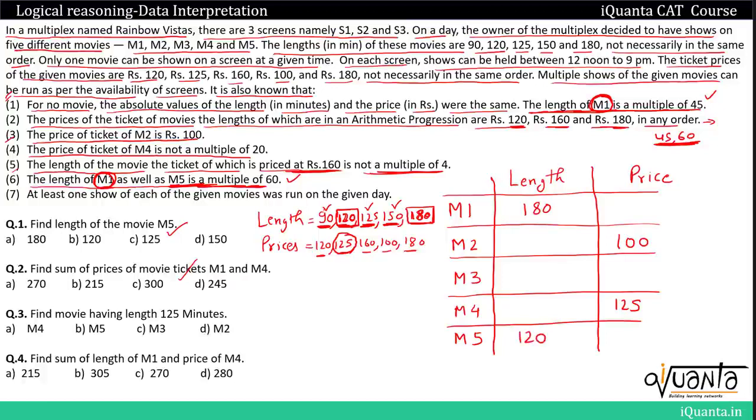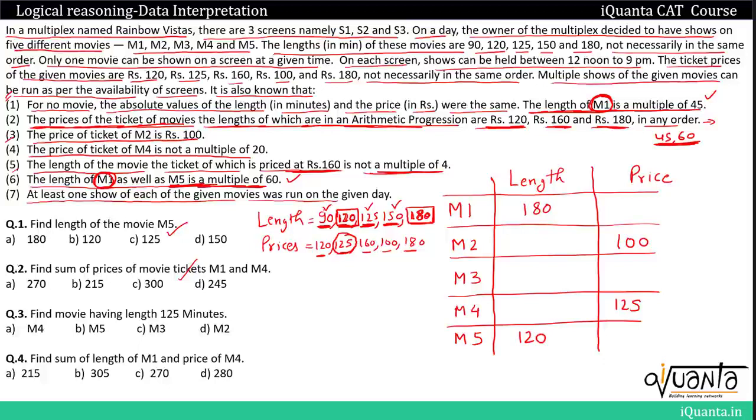Now the last point is that at least one show of each of the given movies was run on the given day. So we have filled the table with all the direct clues. Now let us make use of the clues that were quite indirect. The second one: the prices of the tickets of movies, the lengths of which are in an AP, are rupees 120, 160 and 180.